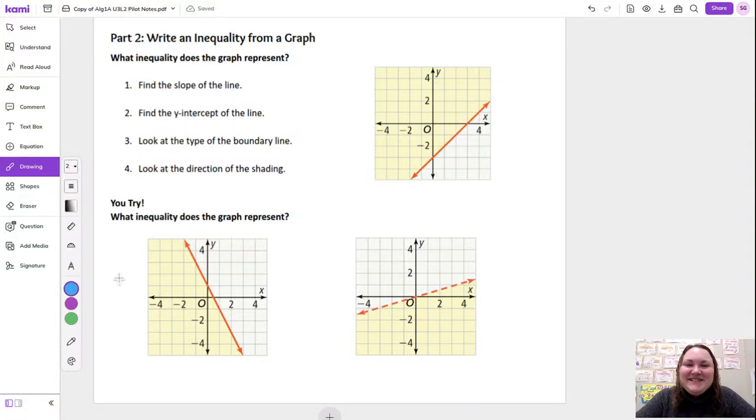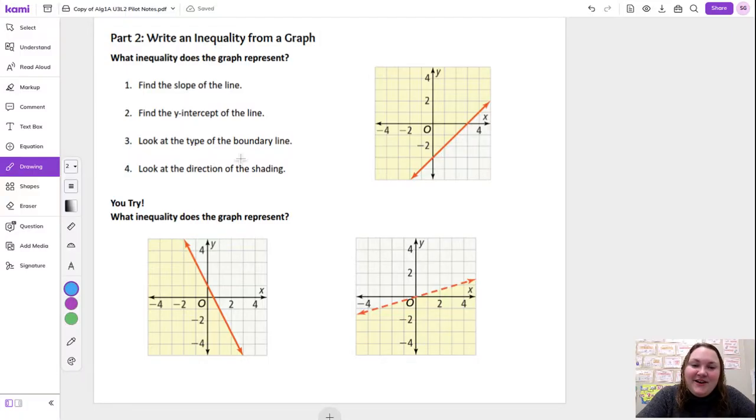Hi math students, this video is for part 2 of our lesson on linear inequalities in two variables. This second part is going to be doing the opposite of what we did in the first part. In the first part, I gave you an inequality and you created the graph. Now we're going the opposite direction. So how do you write an inequality from a linear inequality graph?